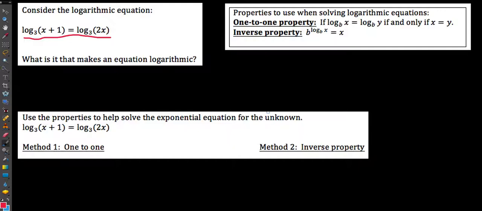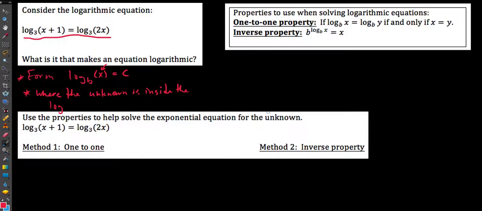So the first question I have is what makes this a logarithmic equation in the first place, and we say that it is any equation of the form log base b of x equals c, where b and c are constants, but our unknown is inside the argument of the log. So a logarithmic equation is any equation where the unknown is inside the log, inside the argument. The thing that we're taking the log of is typically referred to as an argument.